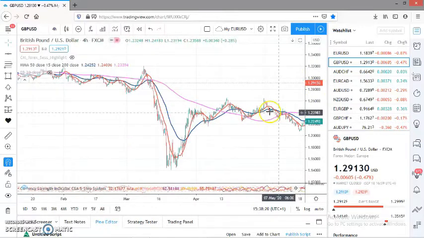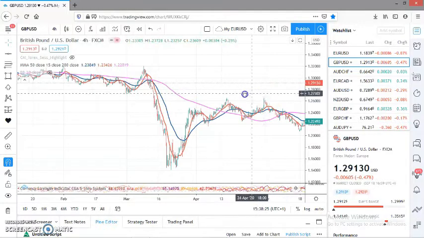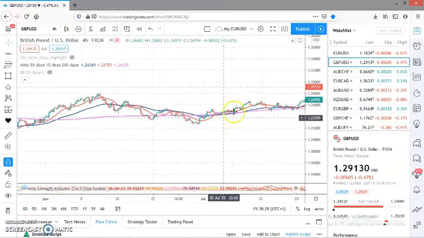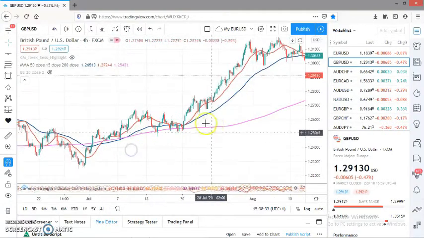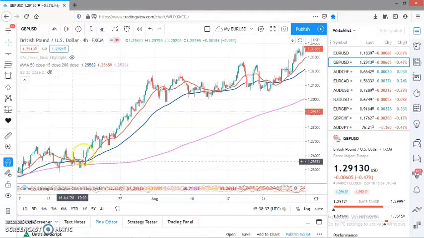Now remember I said each moving average here is serving a different function. They don't have the same function. Each has a role it plays in the market. So number one is that it shows us the direction of the trend. The trend here is clearly in an uptrend.